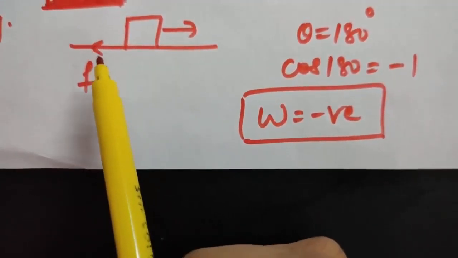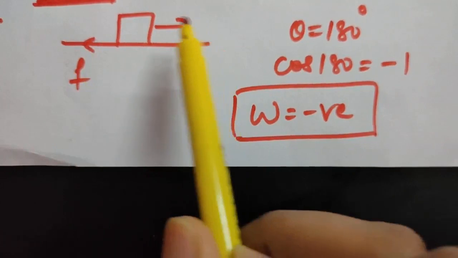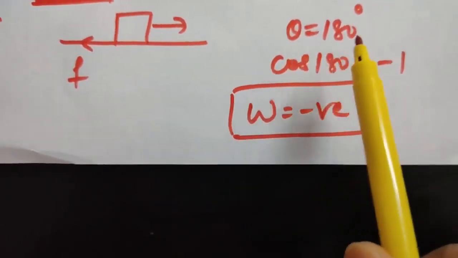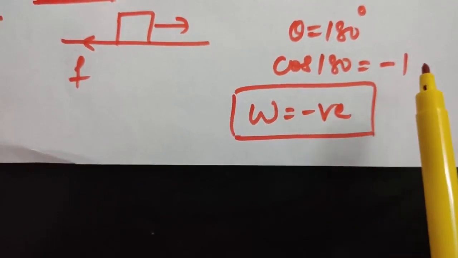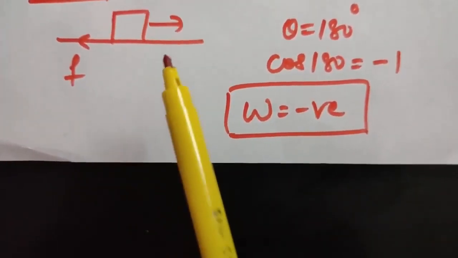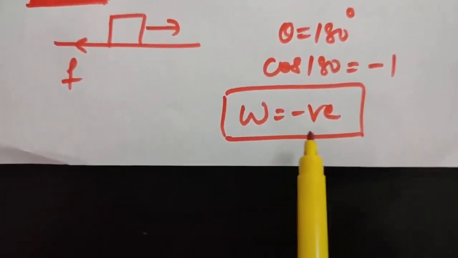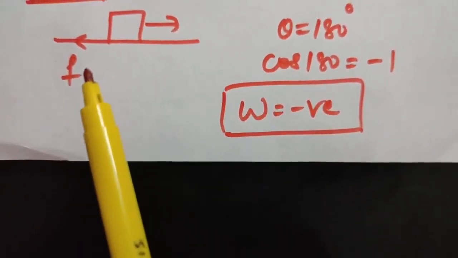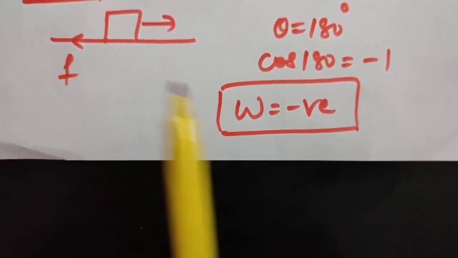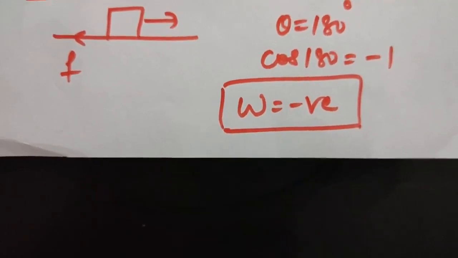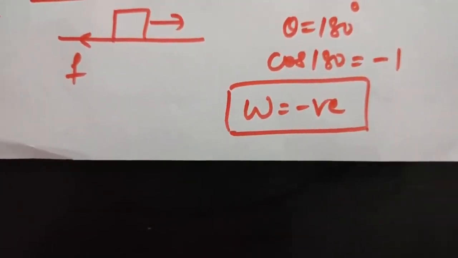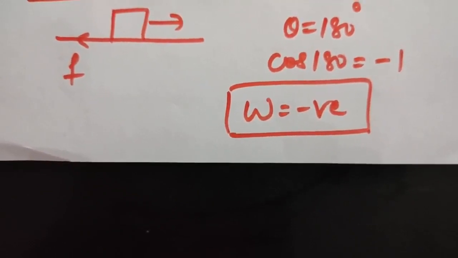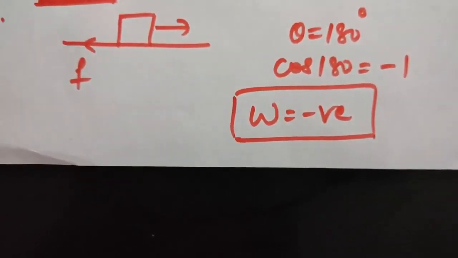So now the angle between the force of friction and displacement is 180 degrees. And as you know, cos 180 is minus 1. That means work done in this case will come to be negative, or you can say work done by a friction force is always negative. Okay, so if you have less than 90 degree angle, work done will be positive. If greater than 90 degree angle is there, work done will be negative.